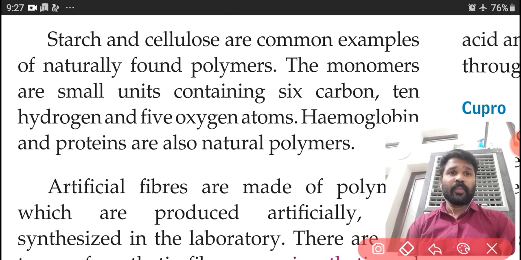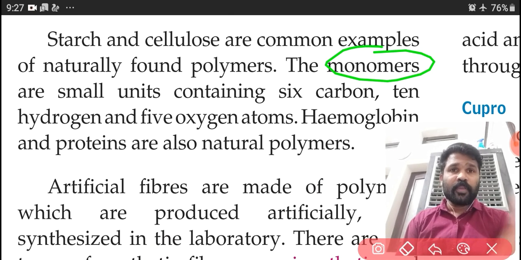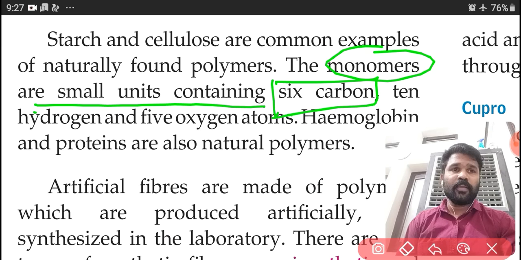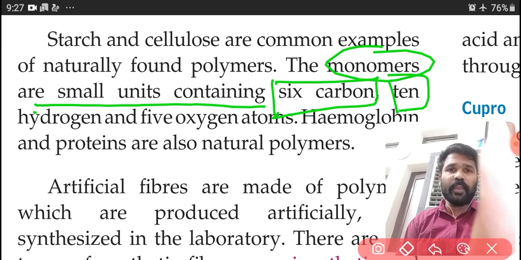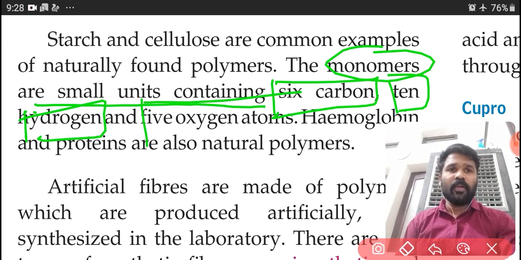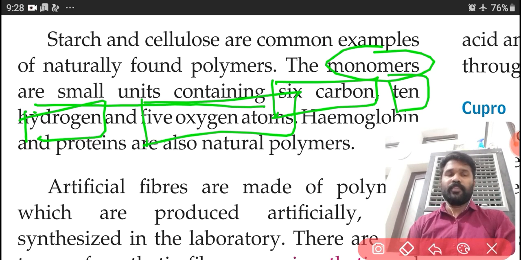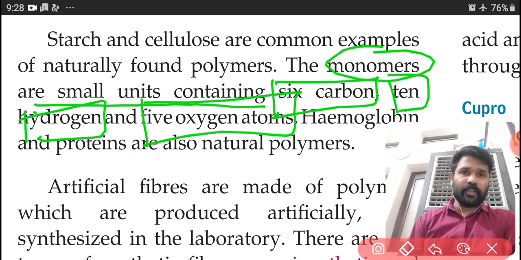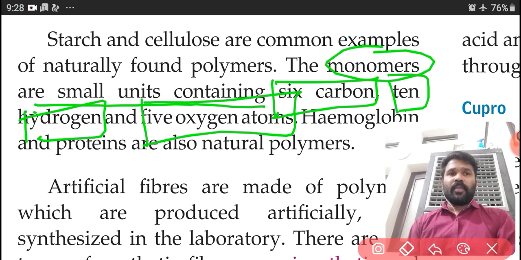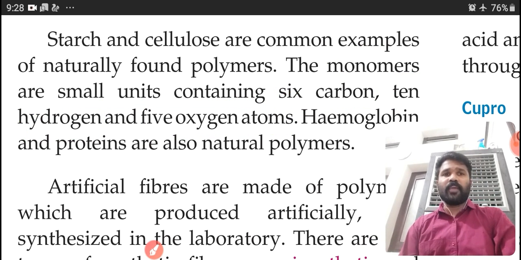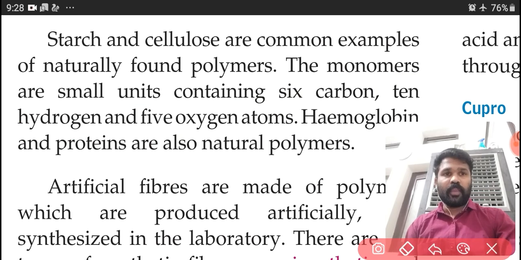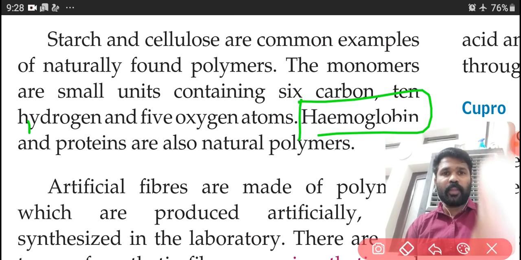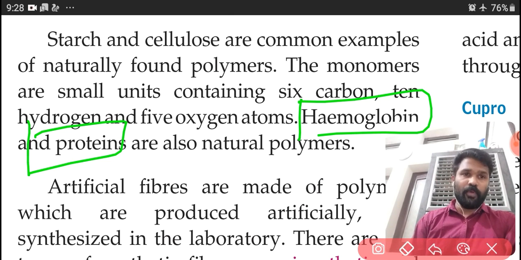Okay, students. The monomers are small units containing 6 carbon, 10 hydrogen and 5 oxygen atoms. That is, 6 carbon, 10 hydrogen and 5 oxygens are contained in a monomer. Hemoglobin and proteins are also natural polymers.